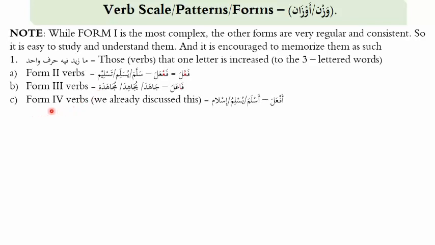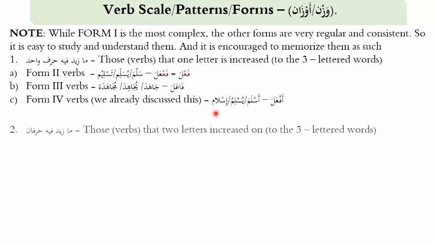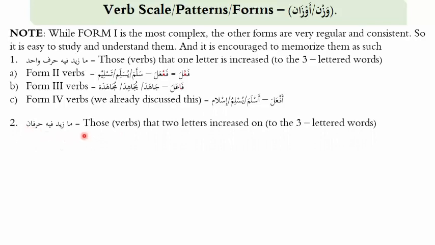The 4th form is form 4 verbs. We already discussed this, it is af'ala. Like aslama yuslimu islamun. We did this before, so you go back to that dars inshallah. Af'ala, aslama yuslimu islamun. Okay, so now the 2nd category is ma zida fihi harfan.